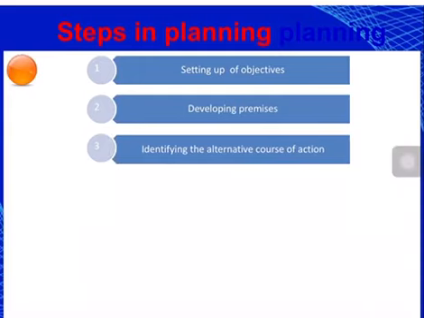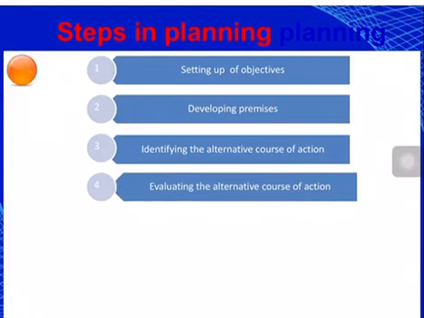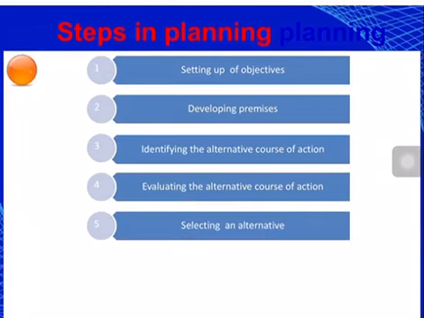identifying the alternative courses of action. Then after identifying the alternative courses, we have to evaluate the alternative courses of action. The pros and cons of each alternative should be evaluated. Then the next step is selecting the best alternative. Best alternative means an alternative with the highest advantage and least consequences or least limitations.